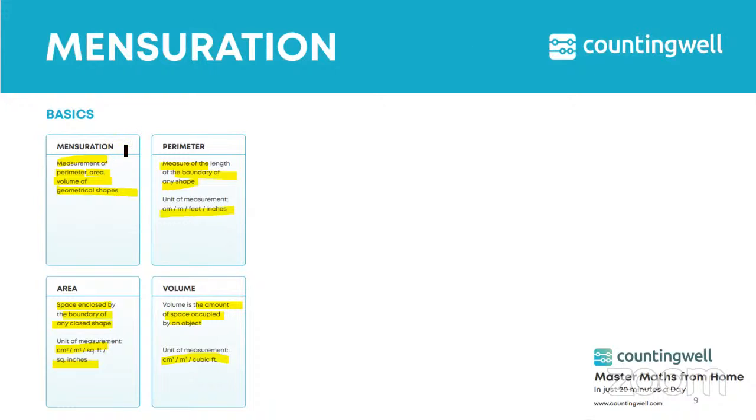So whenever you are dealing with the perimeter, area or volume of any geometrical shape, for example, of a cone, of a circle, of a rectangle, then we are dealing with mensuration or the measurements of the geometrical shapes. So perimeter of any closed shape, for example, we have a circle. Perimeter of a circle is nothing but the circumference of circle. If we talk about area of a circle, it will be the space enclosed by the boundary of the circle. Whereas volume we find for 3D shapes.